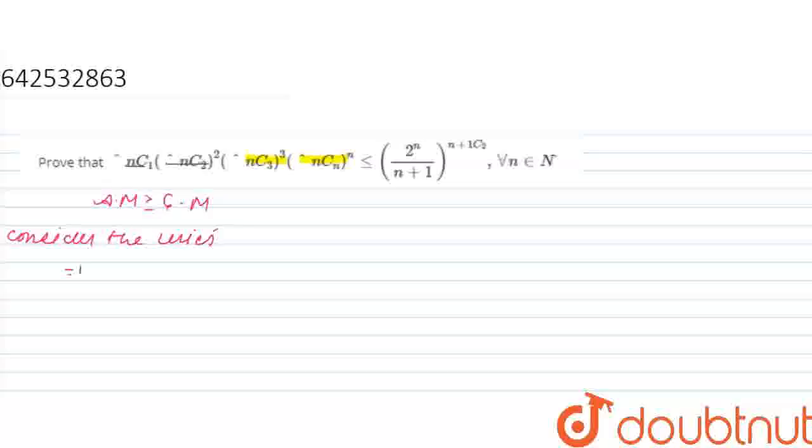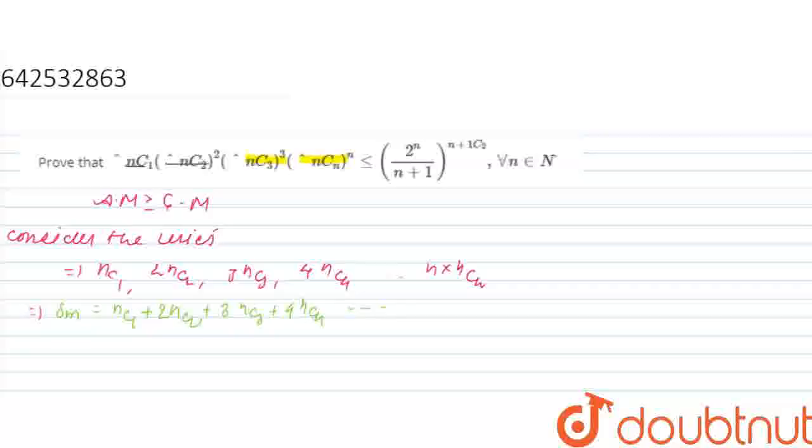You can consider the series nC1, then 2·nC2, then 3·nC3, then 4·nC4, like this. This is a series of r into nCr. Now first of all, you have to find out the AM. So the summation of this series is nC1 plus 2nC2 plus 3nC3 plus 4nC4, like this. It will go up to n into nCn.